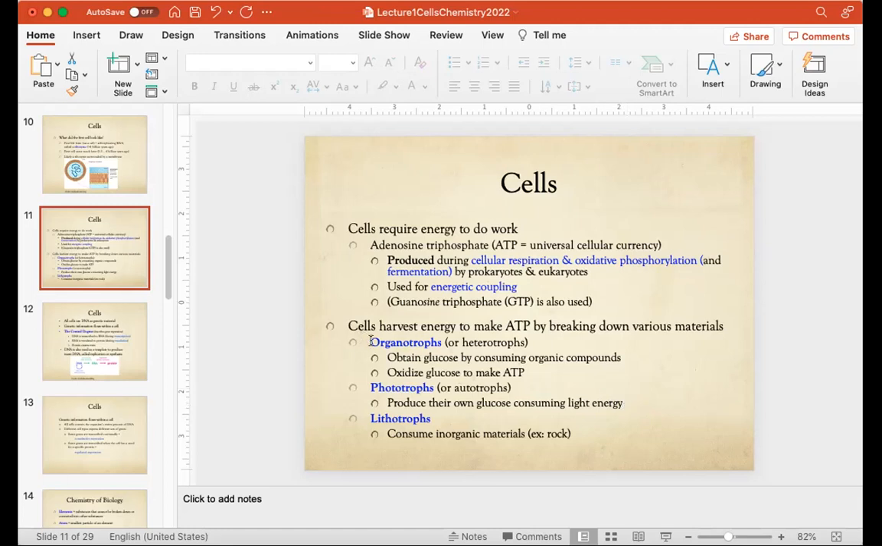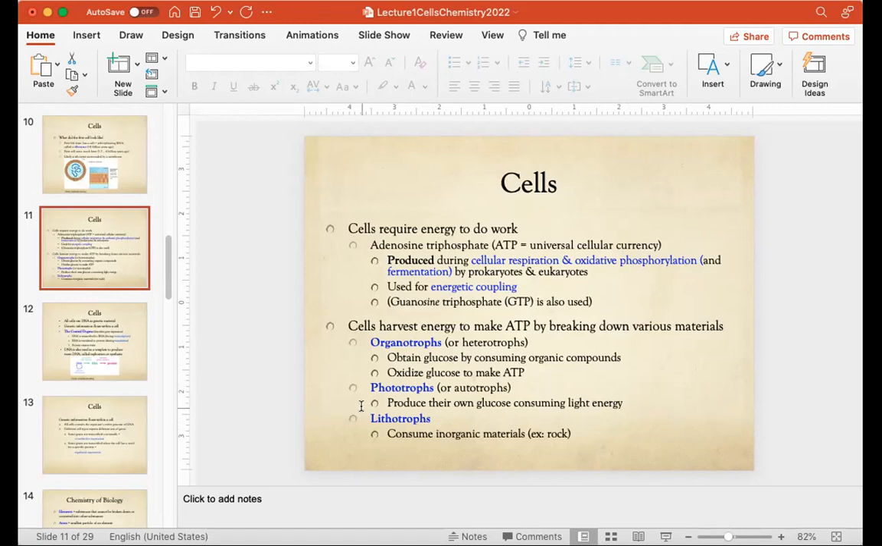So organotrophs, we have to eat our glucose. Phototrophs don't. They can make their own glucose. And then we all oxidize or break apart glucose to make our ATP.